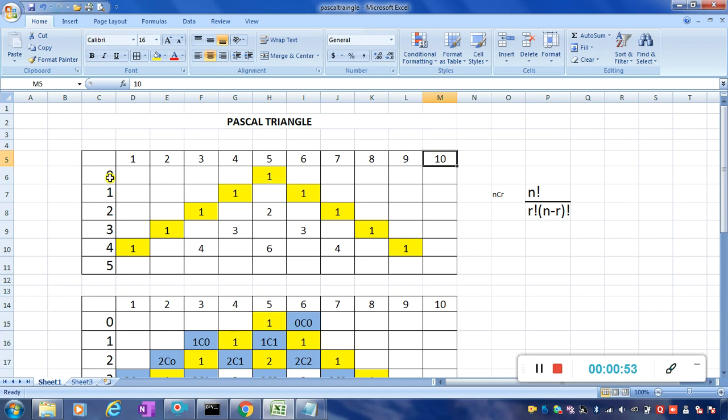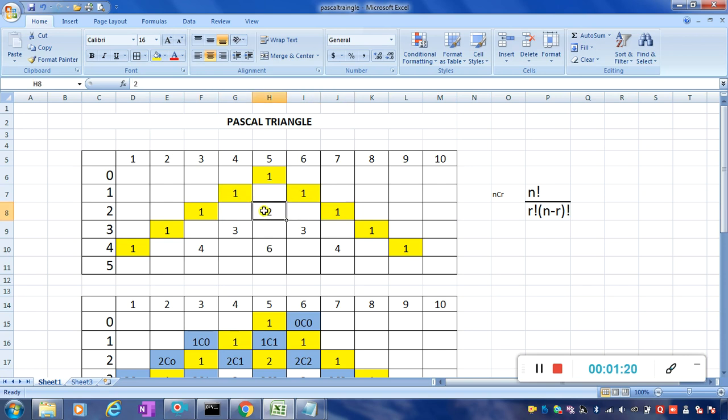Now we have to start with 1. A Pascal triangle always starts with 1. So I am placing the 1 with 4 spaces over here. Then it goes diagonally. So here you have again a 1, a space and a 1. Then in the next row you have a 1, then a number, then a space, and then 1.